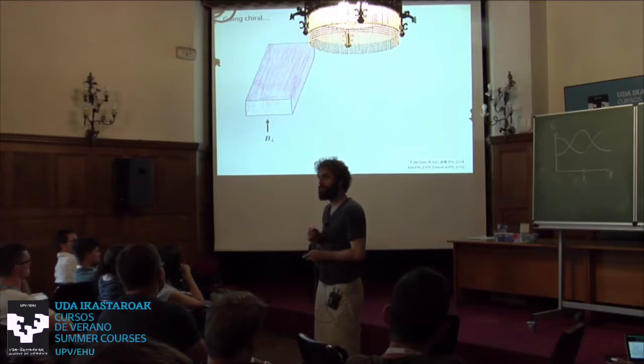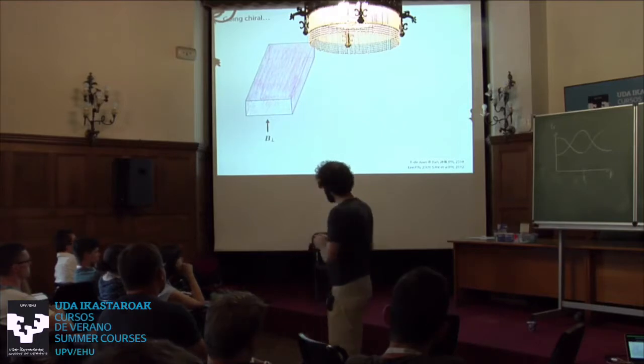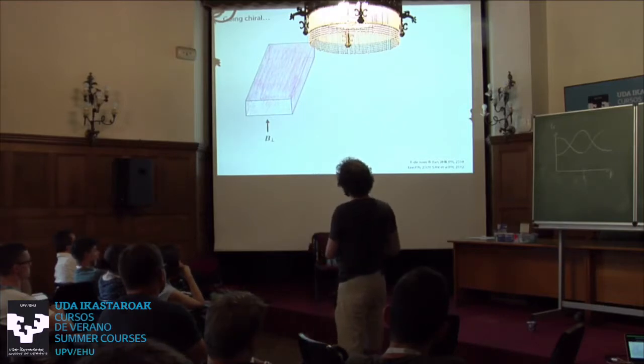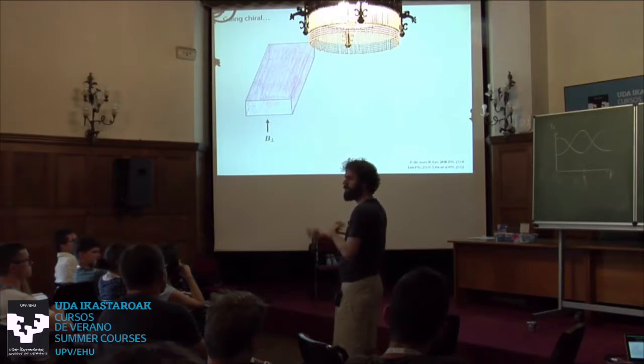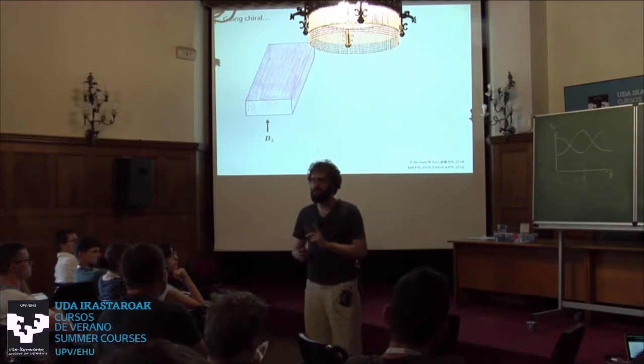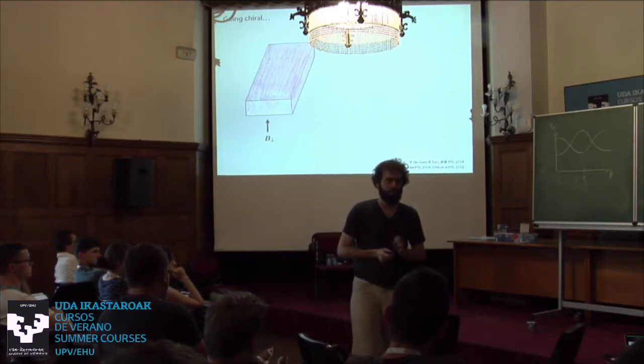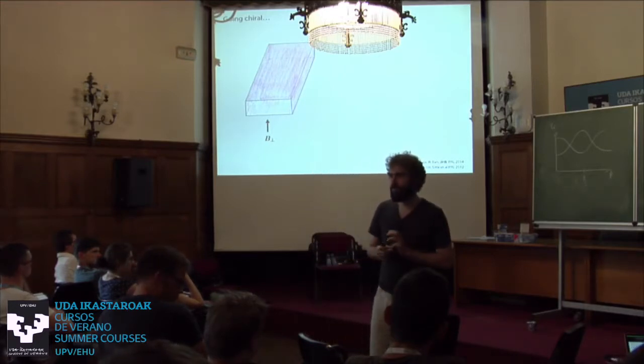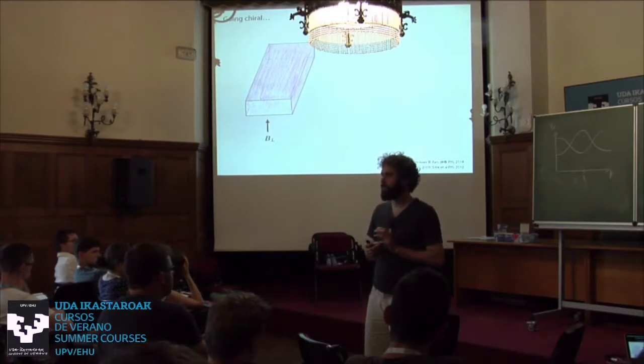Is that clear? What that means is that the quantum Hall state at the top and the bottom are a different quantum Hall state. If the top state is plus nu, then the bottom state is minus nu. Now what happens at the interface between two different topologically distinct states?